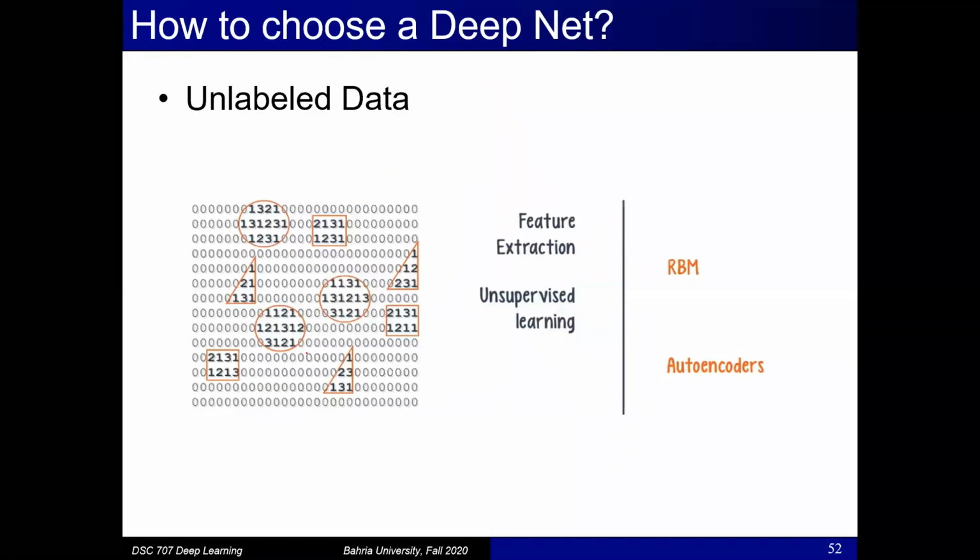Okay, so if you have unlabeled data, and I assume that you know from machine learning what unlabeled data is, for example, when you are doing clustering, you have unlabeled data. There are no labels, right? So if you have unlabeled data, then you can use a restricted Boltzmann machine or an autoencoder. The autoencoder is something that we'll cover when we are dealing with unlabeled data, or you can call it unsupervised learning.